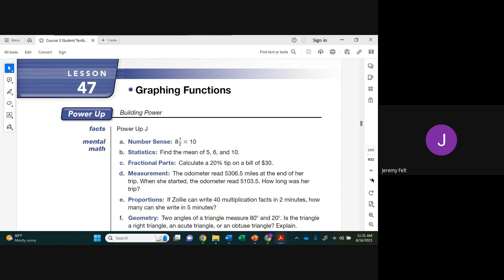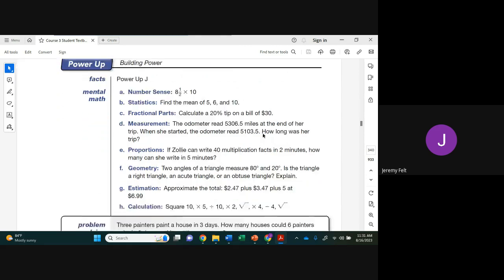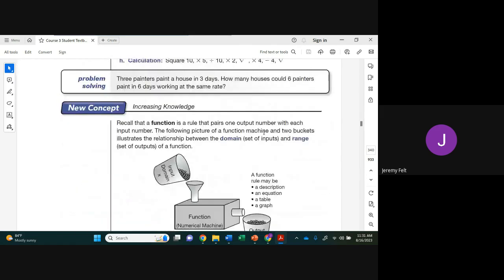All right, 47, we're looking at graphing functions. Again, we've worked with linear functions, the most common one we'll probably see, but there's all sorts of functions. As long as it passes the vertical line test, and for one input there's one output, then we know it's a function. If it doesn't pass the vertical line test, then it's not a function.